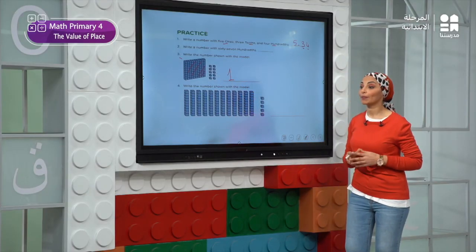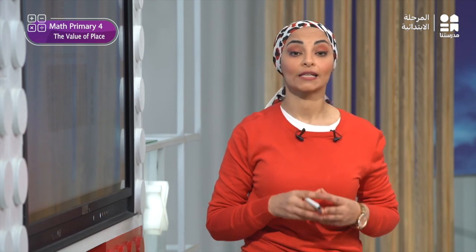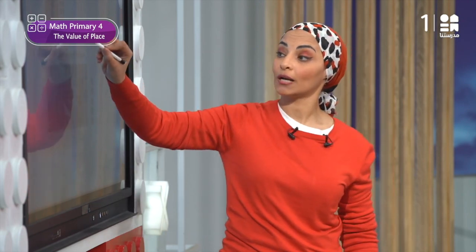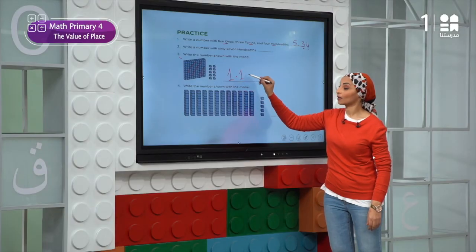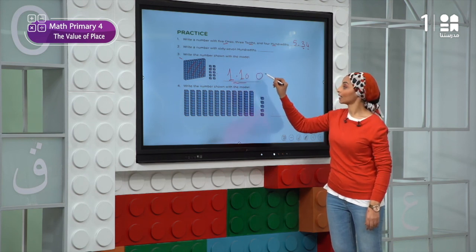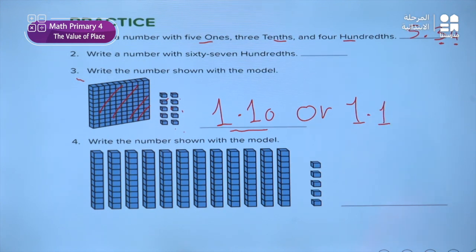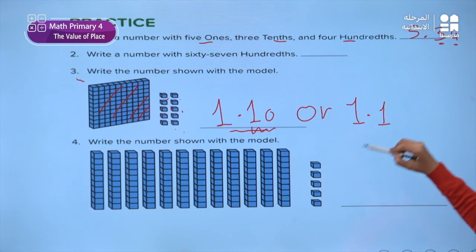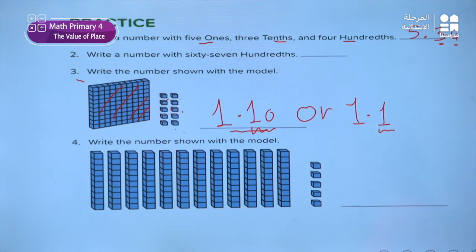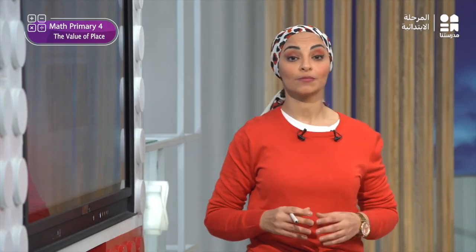What does that mean? It means 10 hundredths, right? 10 parts means 10 hundredths. So the number will be 1 whole and 10 hundredths. But isn't 1 whole and 10 hundredths the same as 1 and 1 tenth, right? Didn't we agree that 10 hundredths is the same as 1 tenth? Now you can answer the rest of the problems in the same way.